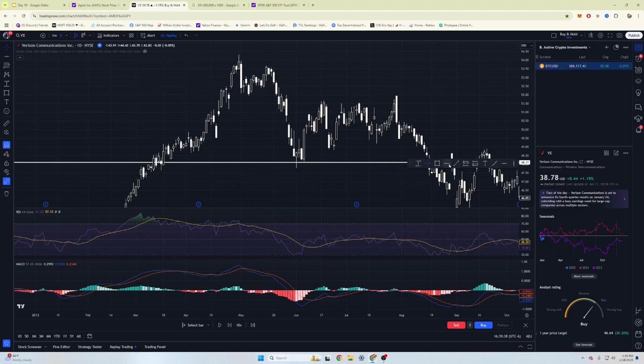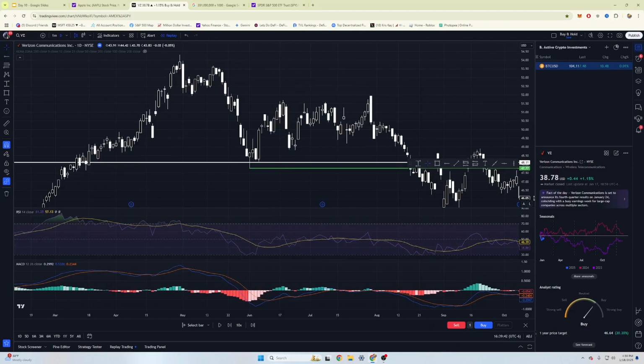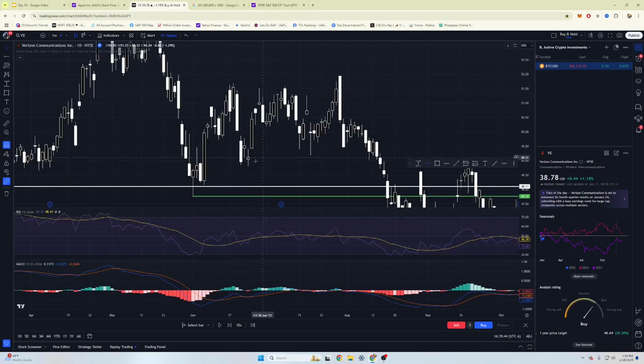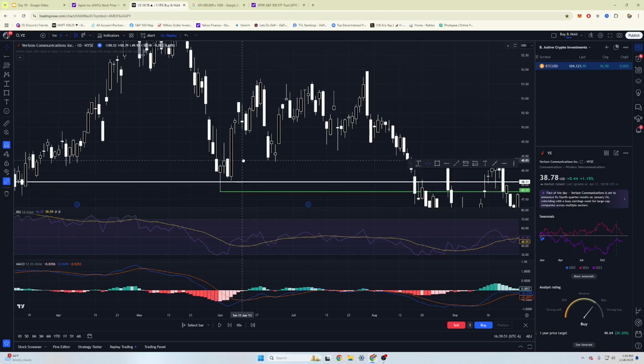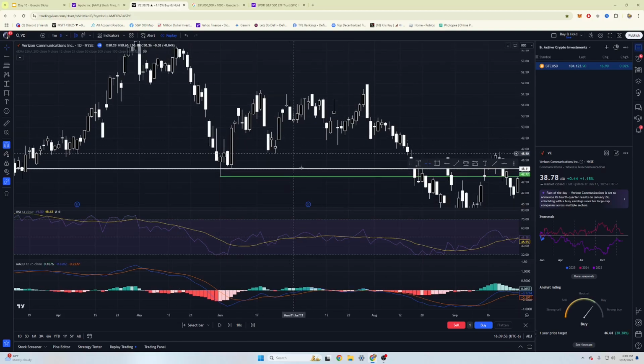So this is a perfect textbook entry. I love this. It doesn't get better than this. The perfect hammer candle. The stop loss is here, because look at it. Entry here, and then you run the trade up. It's that simple. That is a hammer candle.